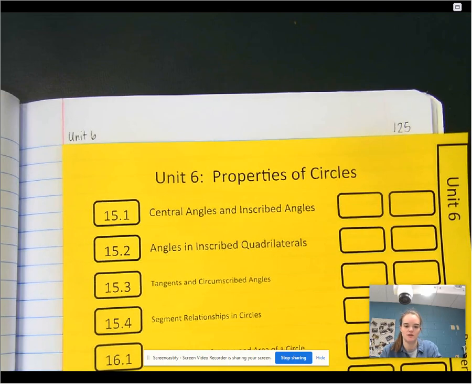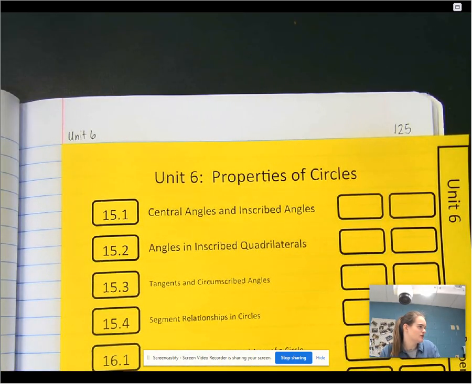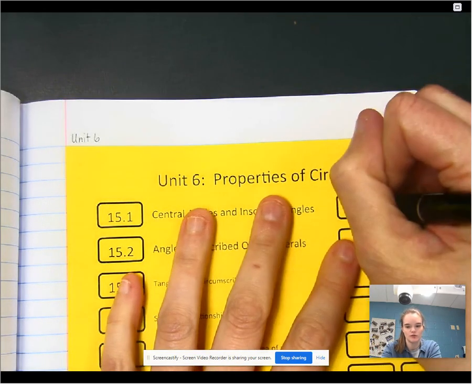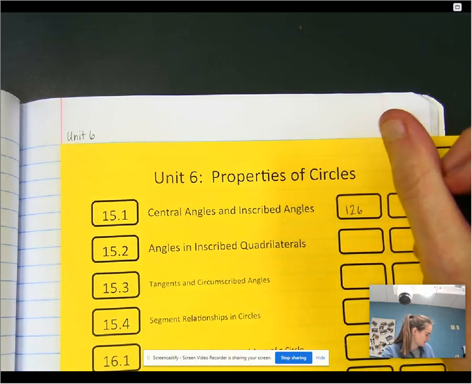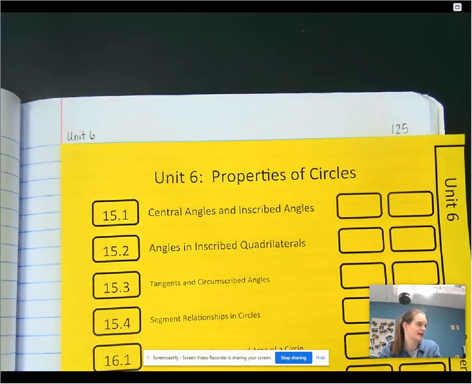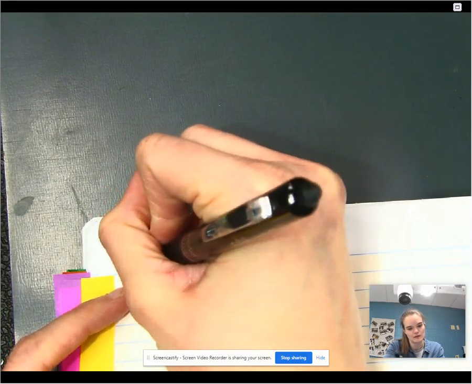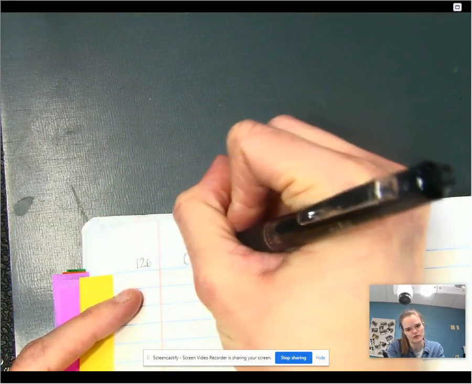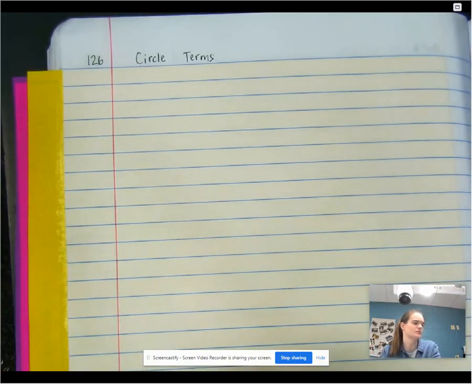All right, 15.1, central angles and inscribed angles. We're not doing that technically until tomorrow, but 126, actually no. The title we're about to have is not actually on your tab, which is a little weird, but turn to page 126 and label it circle terms. So we're just going to have a whole page of vocabulary here. Circle terms.